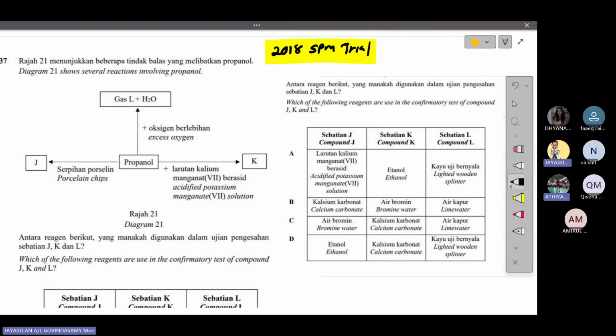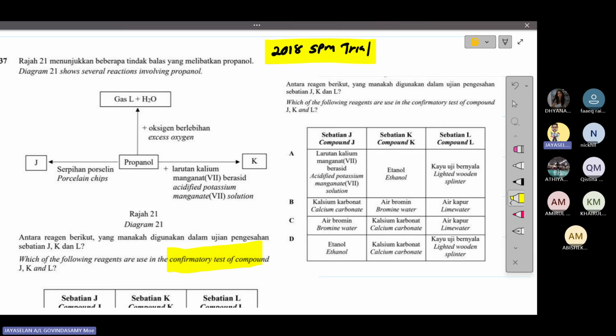Hi, Christina. Okay, first question done or not? You must understand the question. They want the confirmatory test, so the product changes a bit. They want the confirmatory test for each product formed. Actually, very easy to get.